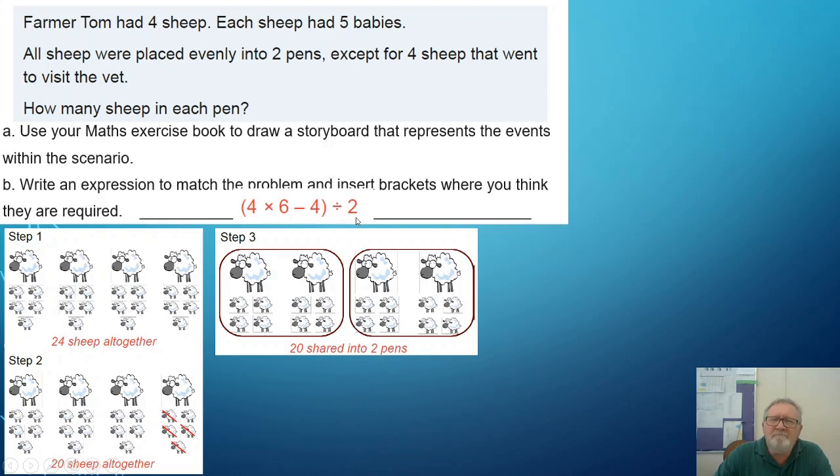I'd be happily surprised if you got that expression first time round, but I want you to think about it and why that expression is correct. And if you look at the steps in the pictures there, that shows how it's all come together. But if you did it by yourself first time, good job. I'm impressed. Okay, let's keep going.